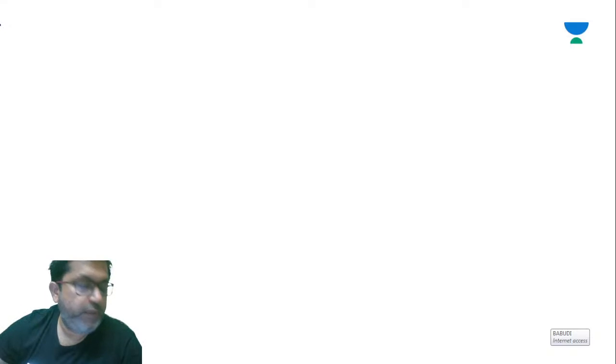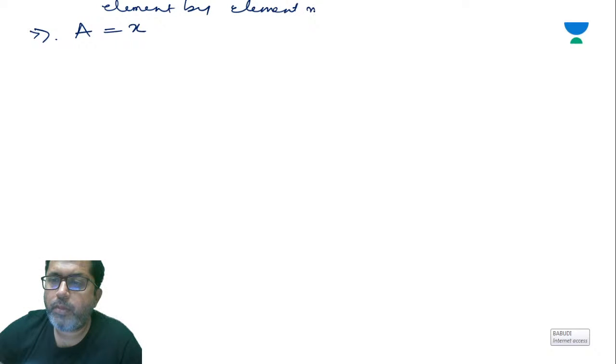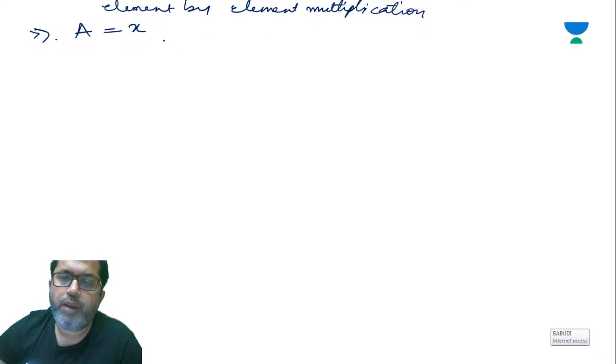This is how you get the answer. Now, instead of simple multiplication, I perform element by element multiplication: x dot star y. So this is the element by element multiplication.